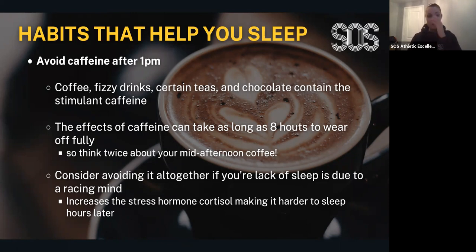But guys, coffee, fizzy drinks, some teas, even chocolate, they contain caffeine, which we all know is a stimulant. And Greg talked about how caffeine blocks the adenosine receptors, which can delay the onset of sleep, which then has a knock-on effect on the quality of the sleep we have, or even just trying to fall asleep. It makes it much more difficult.